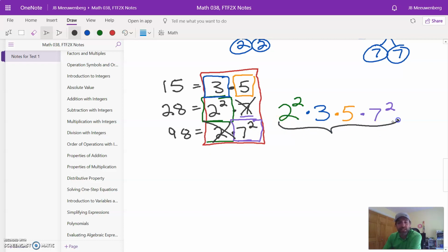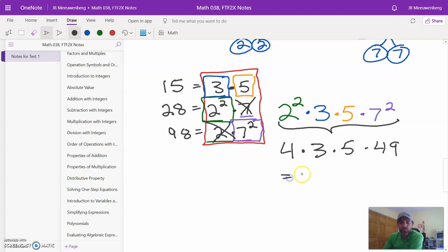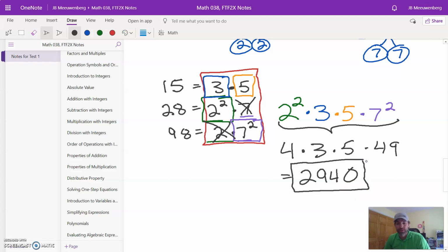Now we take all these things that we just found here and we multiply them together. So this will be 4 times 3 times 5 times 49. Pull up my calculator to do that. 4 times 3 times 5 times 49 equals, holy cow, it's a big number, 2,940. I don't think we could have come up with that if we had just listed out all the numbers. That would have taken up a lot of space.